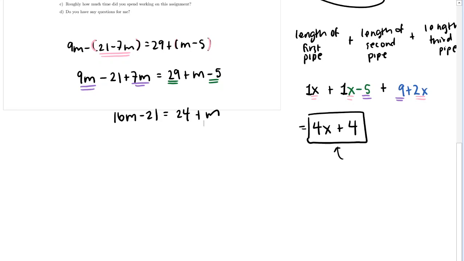And now how do we get that variable alone on one side of the equation? Well, here, I'm going to subtract away m from both sides of this equation. Right? So if I subtract away m from the right, and if I subtract away m from the left, well, here what we end up with is 15m minus 21 is equal to now just 24, right? So now all of our m variables are on one side of the equation.